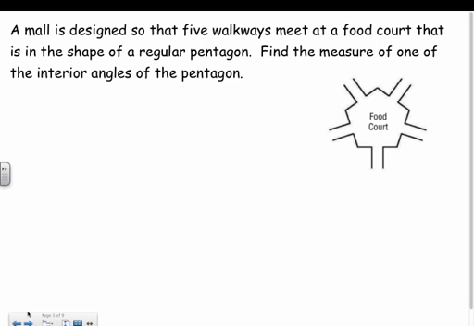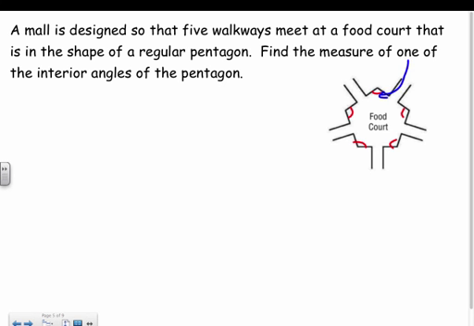Next thing, it says a mall is designed so that 5 walkways meet at a food court that is in the shape of a regular pentagon. And I have that here. So what does a regular pentagon mean again? It means that all sides and all angles are congruent, right? So I know that all these angles are the exact same. Find the measure of one of the interior angles of a pentagon. So I just want to know what one of these angle measures is.